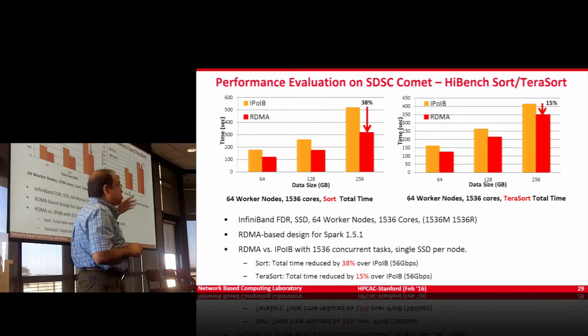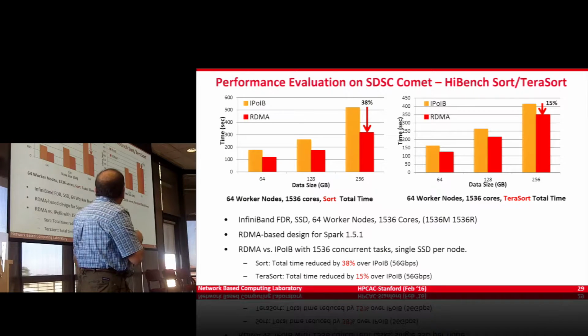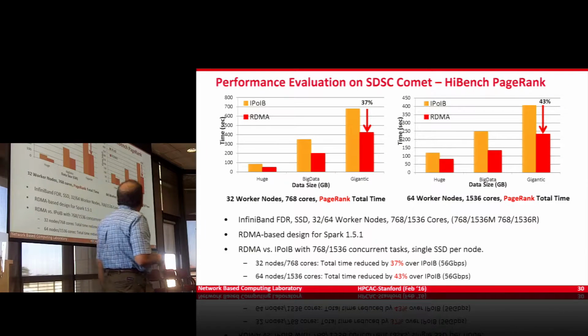These numbers are also taken from SDSC Comet. These are the HiBench Sort and TeraSort. We are again using the standard benchmarks just to show the benefits. Compared to IP over IB, with our RDMA-based Spark design you can get around 38% benefit here, and 15% benefit here.